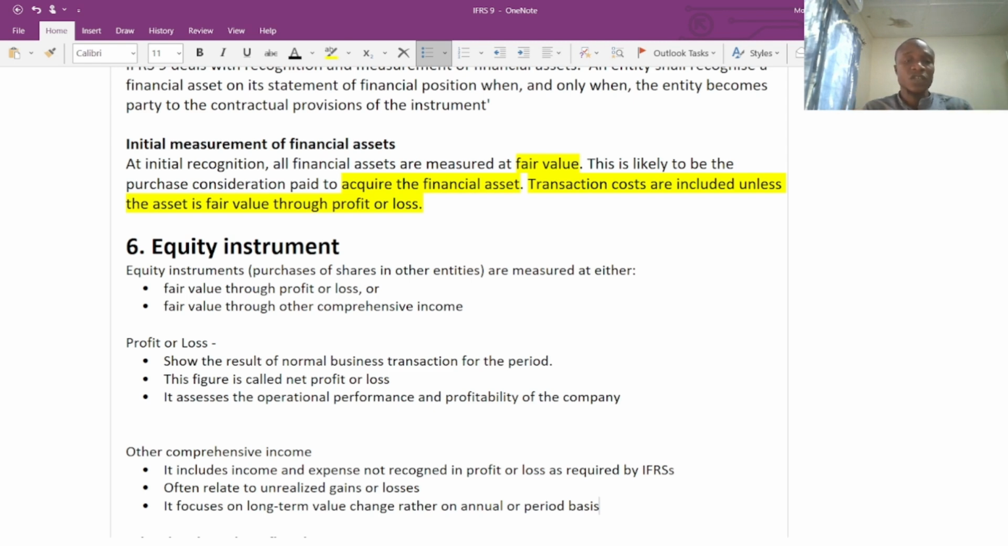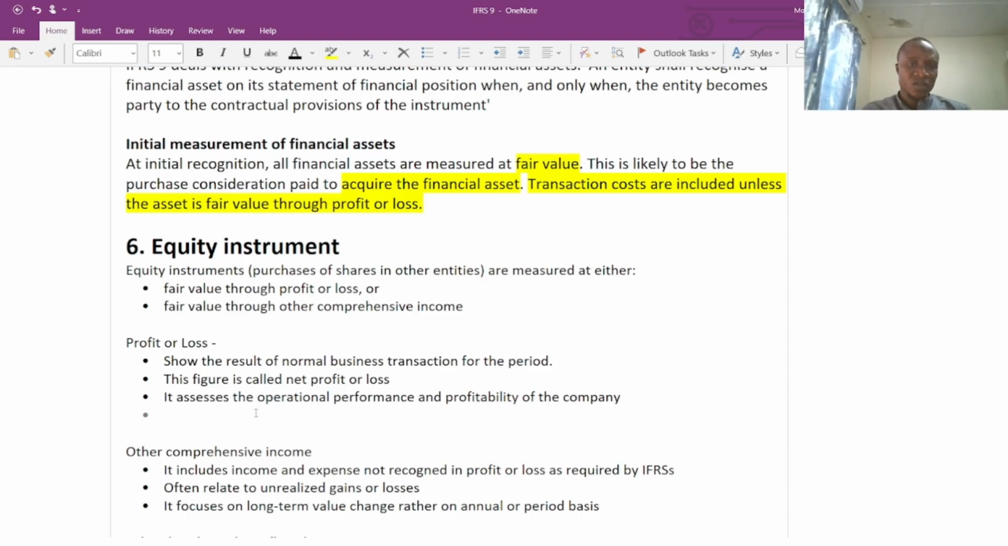Now, for example, if we're talking about an example of profit or loss, we are going to look at the revenue, the cost of sales, the gross profit, the operating expenses, the finance cost, the taxes, the net worth. All of these can be found within the profit or loss.